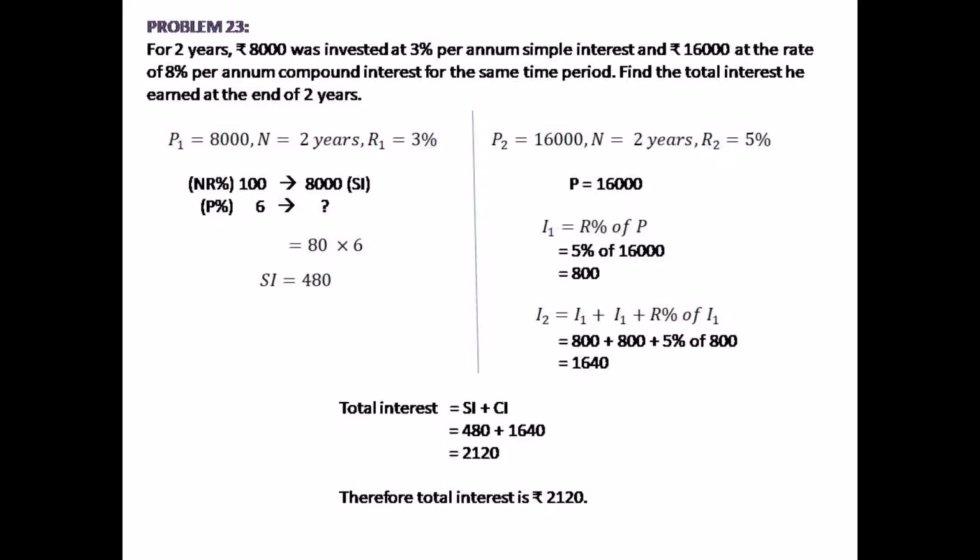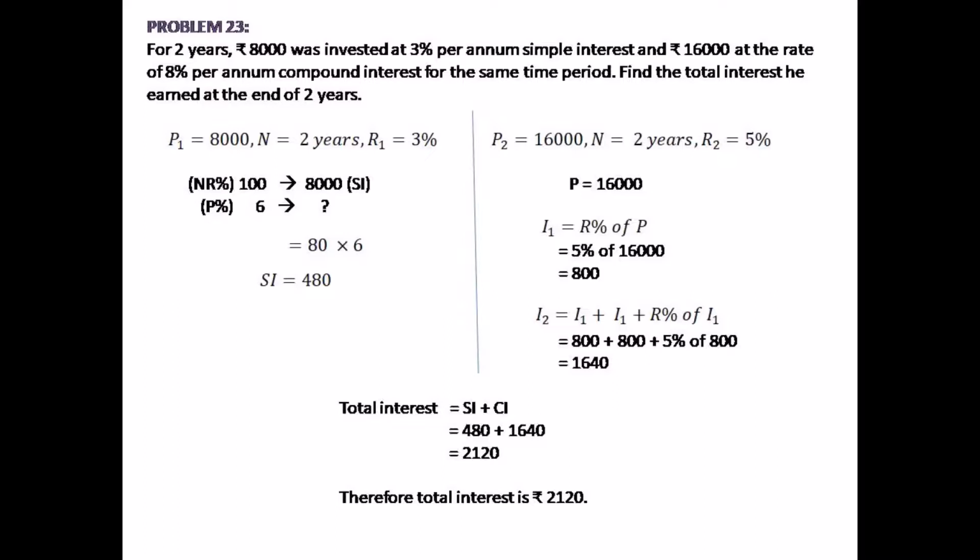Given P1 equals 8,000, N equals 2 years, R1 equals 3%. If 100 gives 8,000, then 6 gives what? Here no need to do cross multiplication. If we multiply 80 to 100, we get 8,000. Similarly, if we multiply 80 to 6, we get 480 as SI.